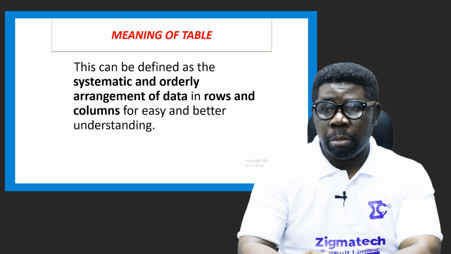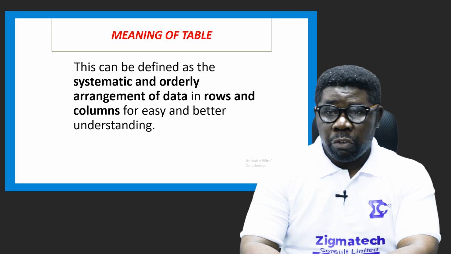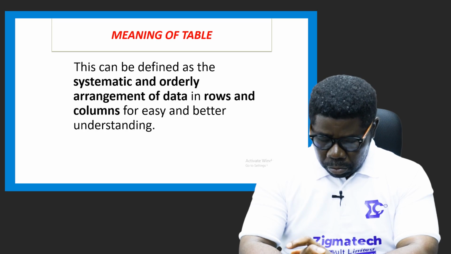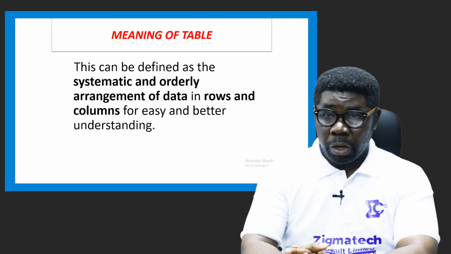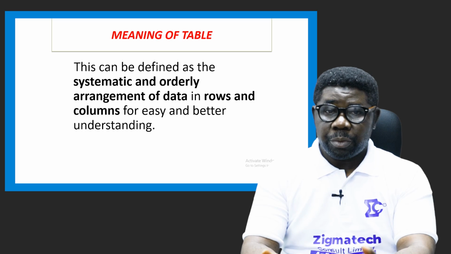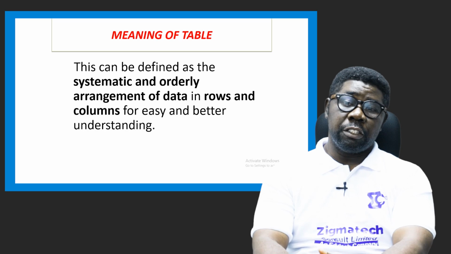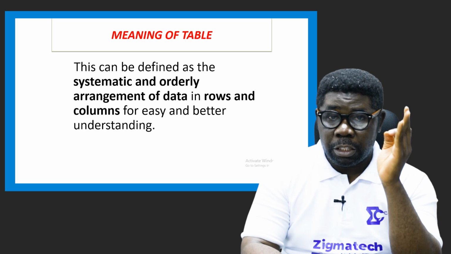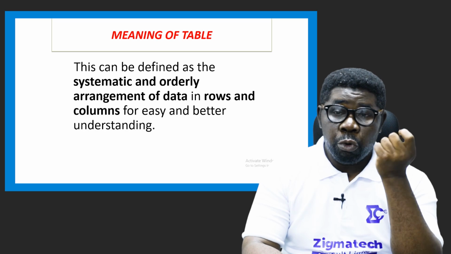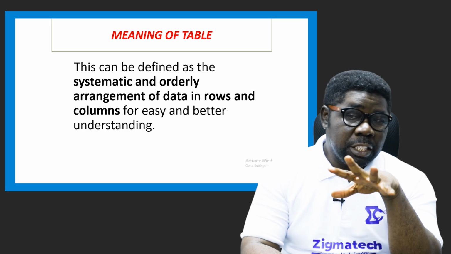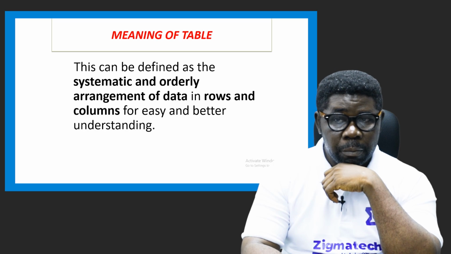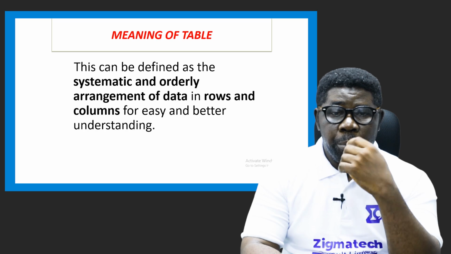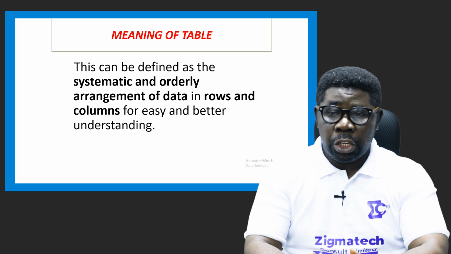Now, what is a table in the beginning? This is one of those tools we're talking about. What is a table? A table can be defined as a systematic and orderly arrangement of data in rows and columns for easy and better understanding. If you open any material, you see a table.